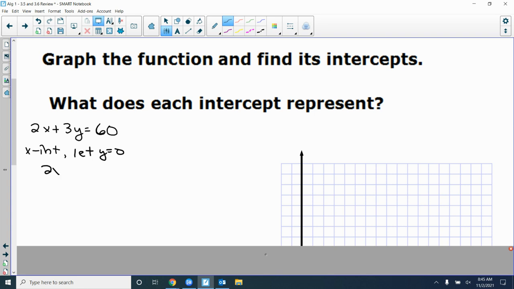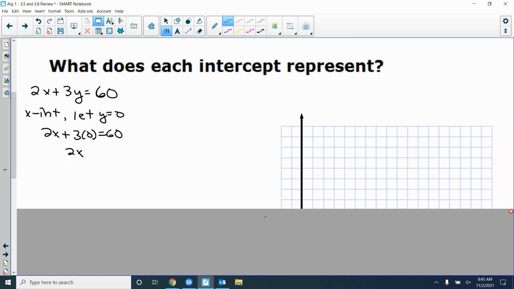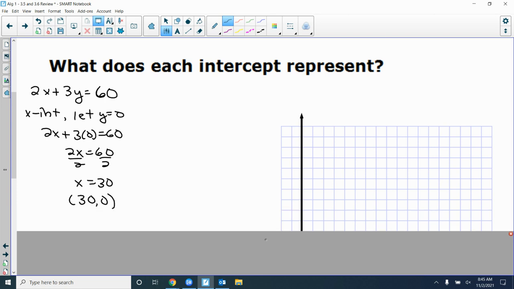And so that gives me 2x plus 3 times 0 equals 60. That just gives us 2x equals 60. Divide by 2. I get x equals 30, which we write as 30 comma 0.